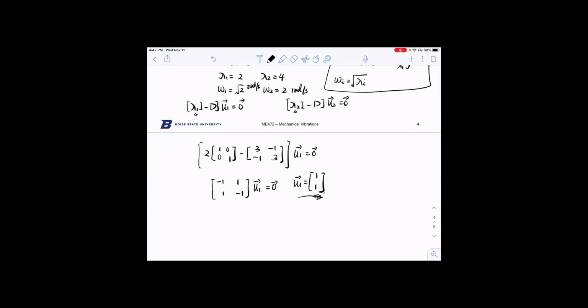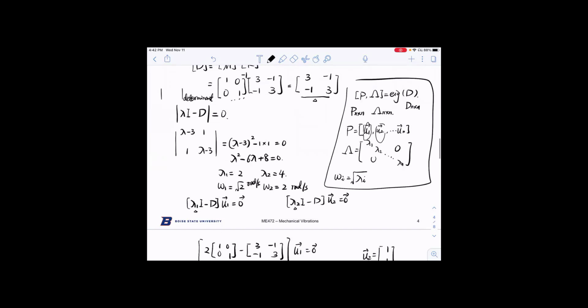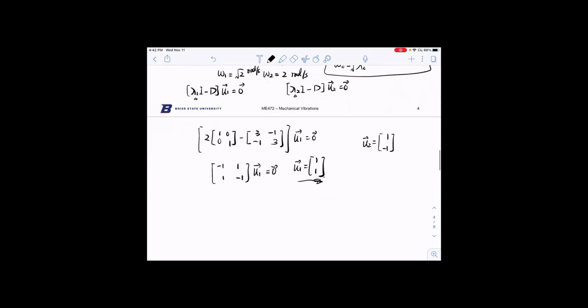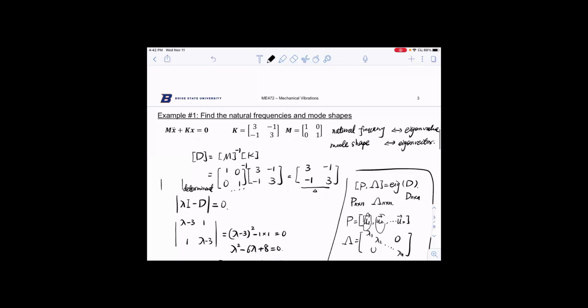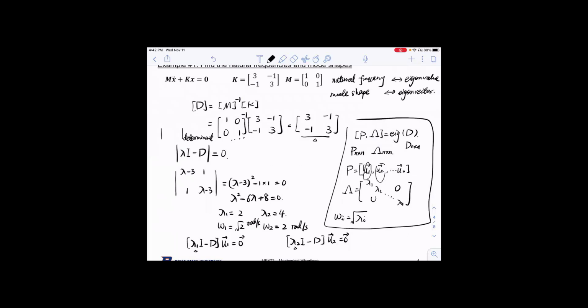So similarly, you can find the U2. I think your U2 would be 1, minus 1. Is that correct? Yeah, I believe so. All right. That's the solution for this example problem. Super easy, especially if you know how to do it in MATLAB.